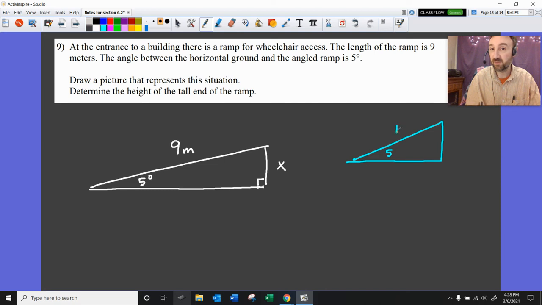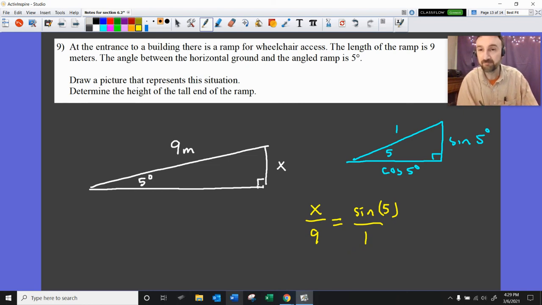you can always set up a unit triangle pretty quickly. And then it's easy to set up an equation. So x over 9 is one ratio, and then the corresponding ratio would be sine of 5 degrees over 1. That equation's easy peasy to solve.